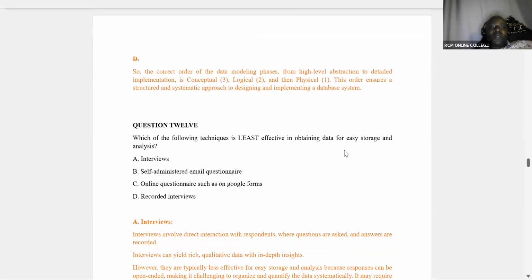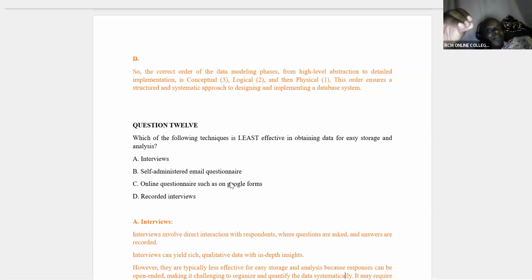Question number 12. Which of the following techniques is least effective in obtaining data for easy storage and analysis? Ladies and gentlemen, I would prefer Google Forms, the online questionnaire, because with a Google form I will end up getting so much structured data. Even email questionnaires, because I can have closed-ended questions where the interviewees just tick a box. So is it A, B, or C?